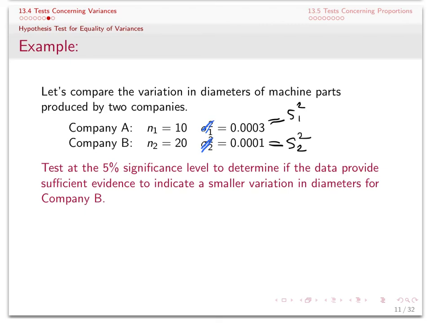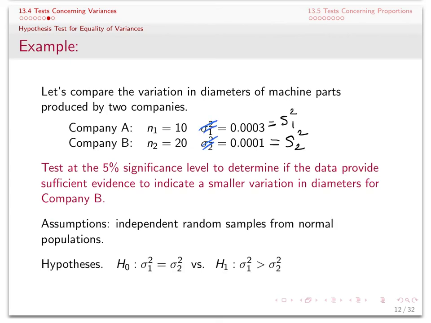And so we'll notice here that S1 squared is greater than or equal to S2 squared. In order to perform a test here, we're going to have to assume we're working with independent random samples from normal populations. And since we notice that our S1 squared is greater than or equal to our S2 squared, and we're trying to determine if the variation in diameters for company B is smaller than that of company A, it seems reasonable that our null hypothesis would say that the variances are equal, but our alternative would say that sigma 1 squared is greater than sigma 2 squared. In this case, that gives us a right-tailed alternative.